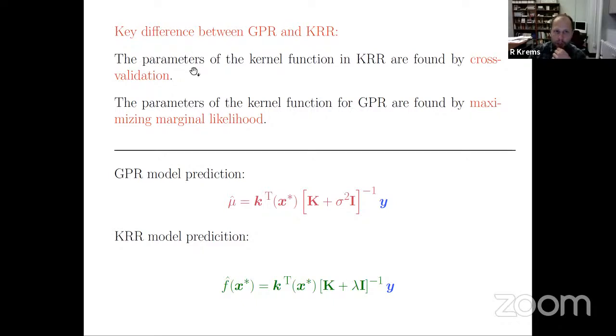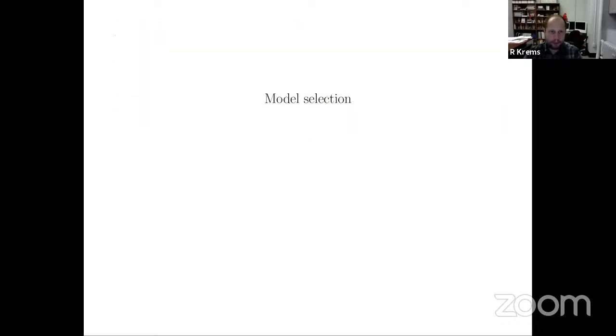So in the way the parameters of the kernel functions are determined. You know, in kernel ridge regression, they're found by cross validation and the minimization of the validation error. And for the Gaussian process regression, they're found by maximizing marginal likelihood, just like we discussed just now. Okay, but this is just a side remark.